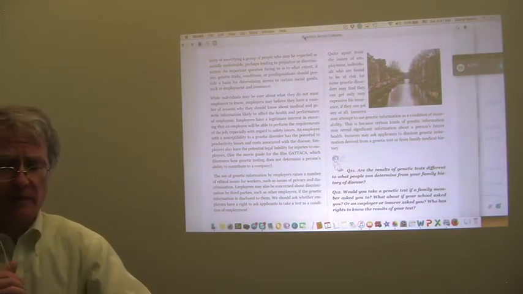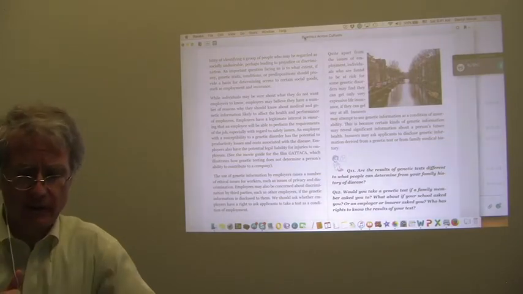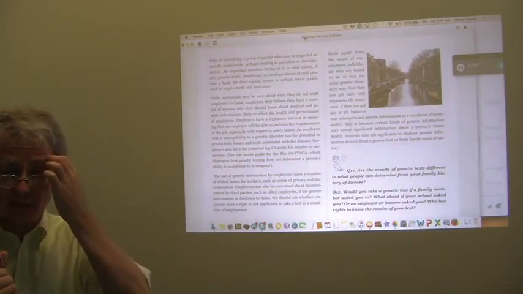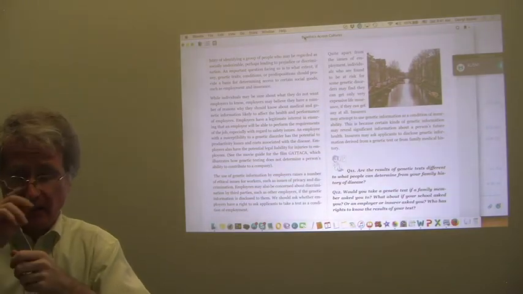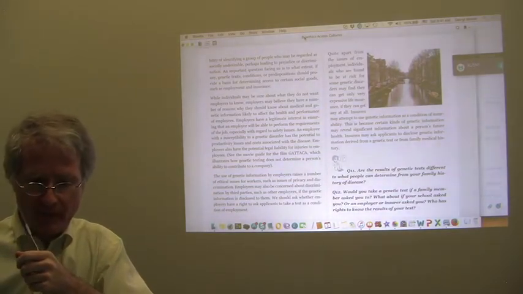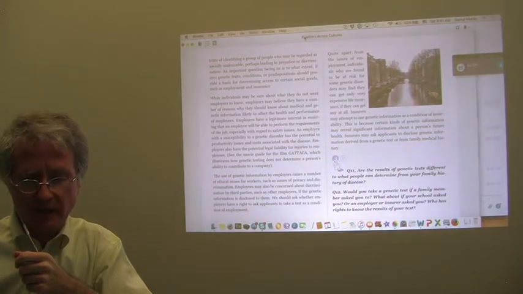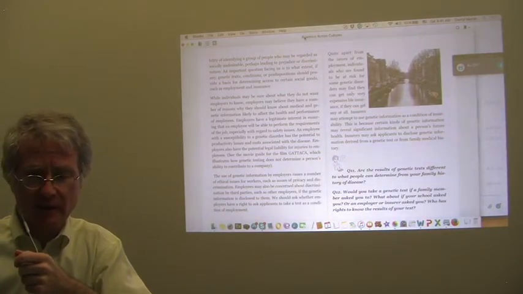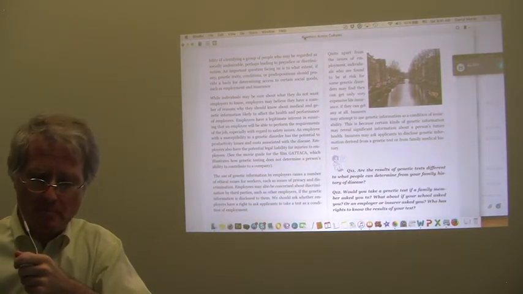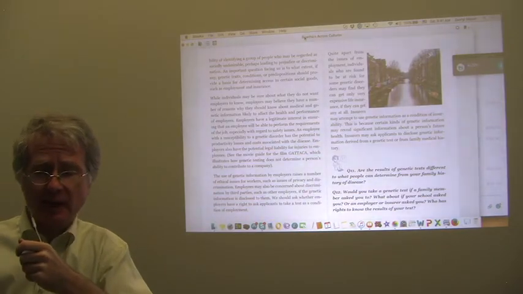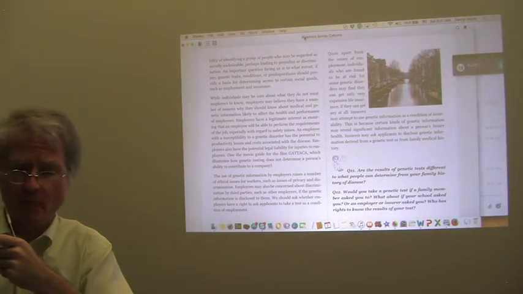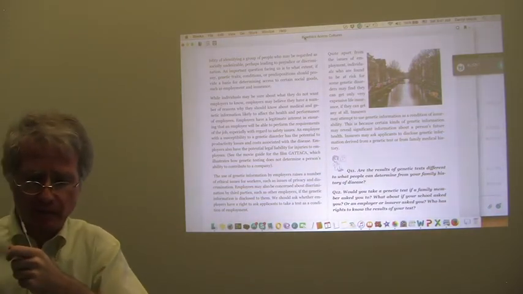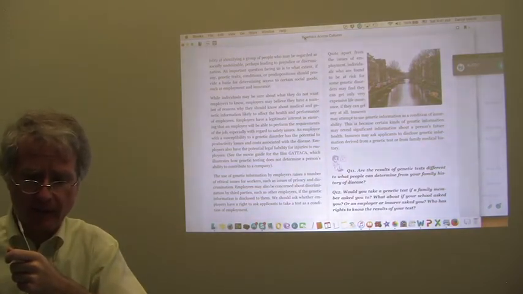Quite apart from the issues of employment, individuals who are found to be at risk for some genetic disorders may find they can only get very expensive life insurance, if they can get any at all. Insurers may attempt to use genetic information as a condition of insurance and insurability. This is because certain kinds of genetic information may reveal significant information about a person's future health. Insurers may ask applicants to disclose genetic information derived from a genetic test or a family medical history.